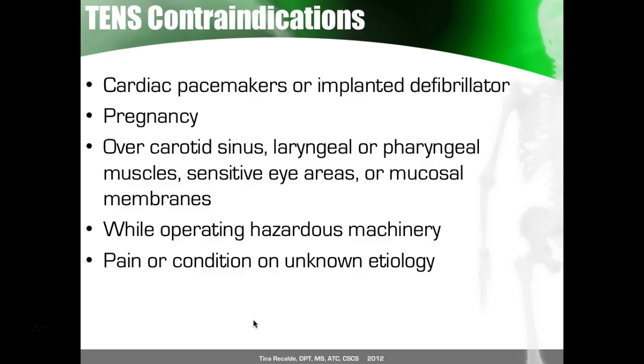Contraindications, again, we have the cardiac pacemakers or defibrillators, pregnancy, over carotid sinuses, laryngeal or pharyngeal muscles, sensitive eyes, areas of mucosal membranes, and while operating hazardous machinery. And we say that because with the TENS unit, you can wear it up to 24 hours, somebody can have a little belt thing that it hooks onto, and then you have those wires. But you can see if you were operating hazardous machinery and those wires got stuck somewhere, that could be a problem.